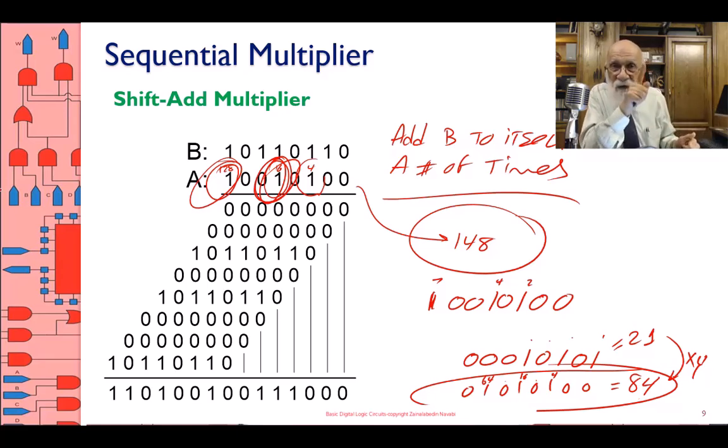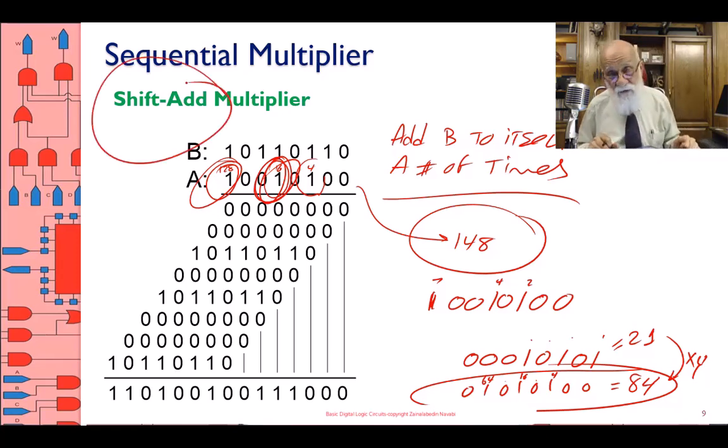And therefore, what I do is I examine bits of A, bit by bit. I look at 0. I say, no, I'm not going to add anything. I'm just going to shift to the left. Next one, same thing. Next one, oh, there is a 1 here. So let's add and shift. Therefore, this algorithm is called add and shift multiplication.